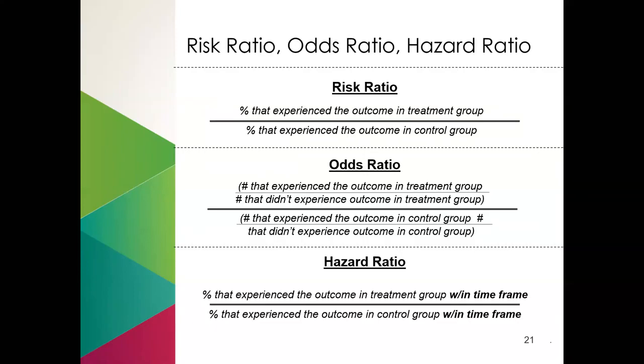Okay, now, so risk ratio, odds ratio, and hazard ratio. Those are ways to express any differences between your groups.